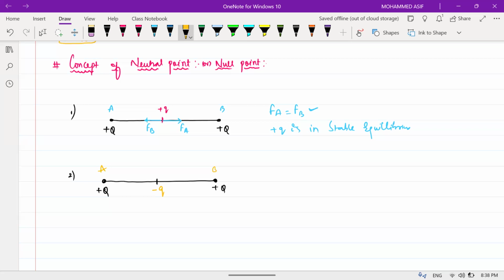isn't it? Yes, sir. So it will be highly in unstable equilibrium. Minus Q is in unstable equilibrium.